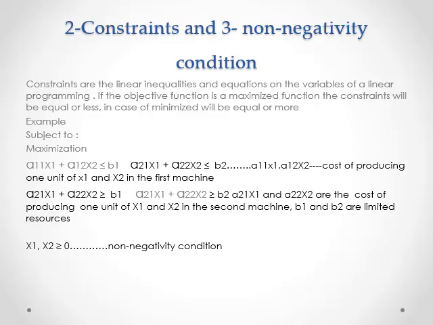Objective function, as stated before, has two forms: either to maximize profit or to minimize cost. If the objective function is a maximized function, then the constraints will be equal or less.